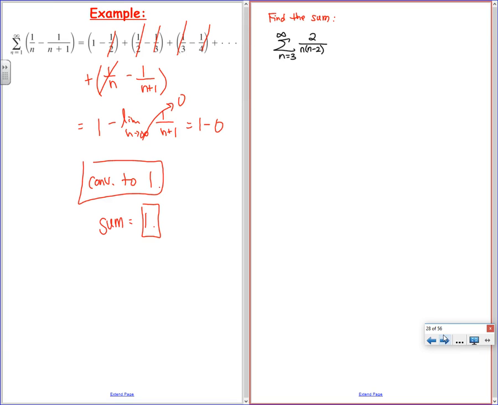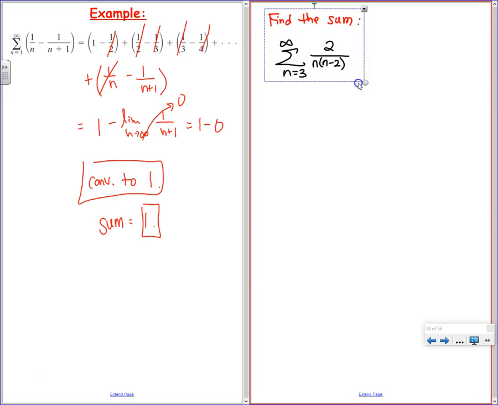Find the sum. Well, they can only be asking us this if A, it's geometric. Is it? Oh, wait, you can split that.